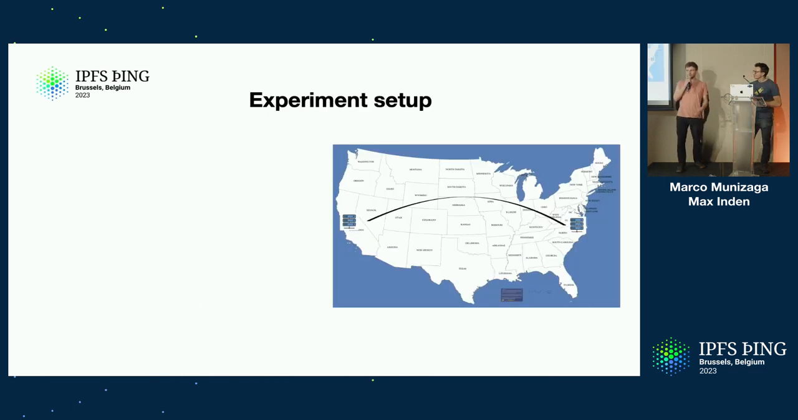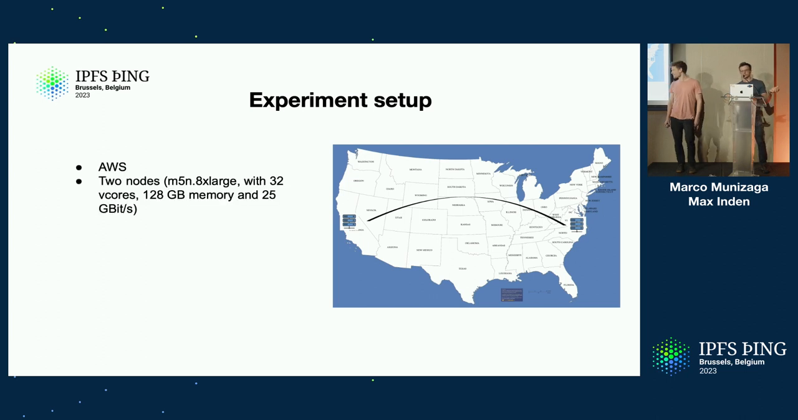All right, so how do you set all of this up? What we do here is we have two AWS nodes across the US continent on some pretty big machines. Why these big machines? We don't want the machines to be the constraint here. We want libp2p to be the constraint.